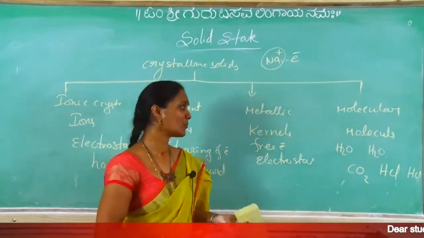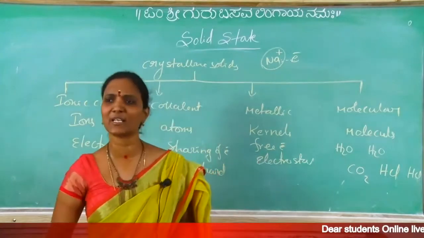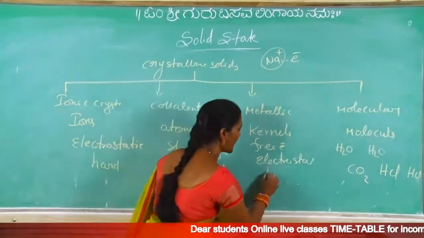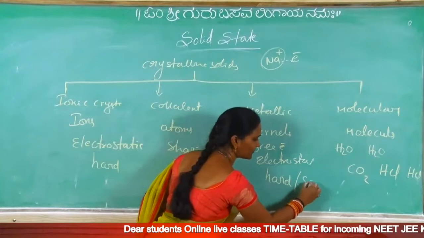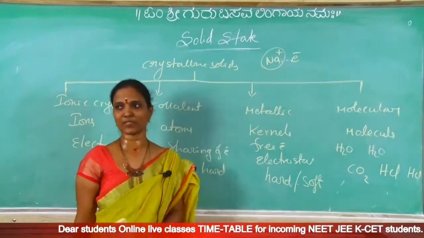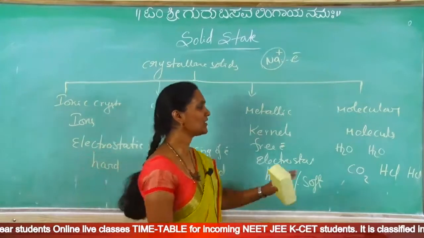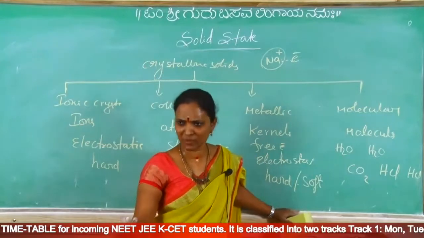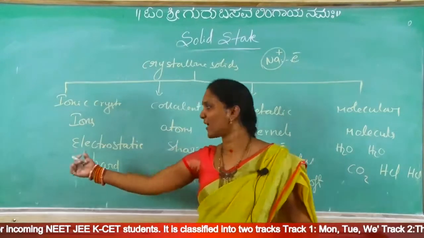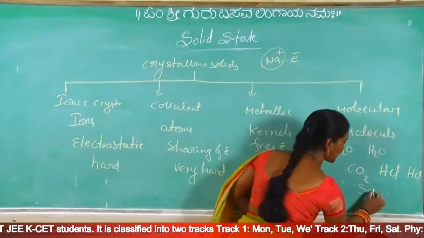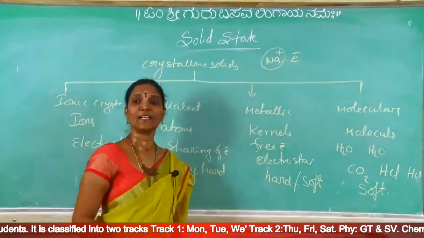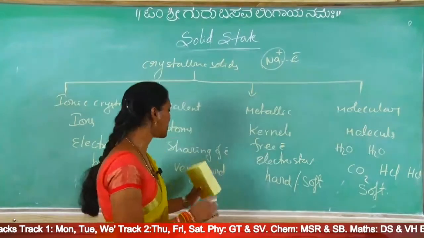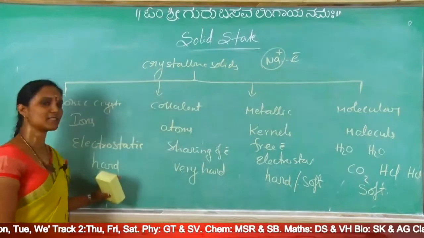Yes or no? S block metals are metallic solids, and D and F block metals are also metallic solids, but some are soft and some are hard, depending on the strength of the metallic bond. That's why for metallic, generally hard or soft, there are two chances, because S block and D block are different. Molecular solids have weak attractions, van der Waals interactions and dipole interactions, which are weaker than these. That's why they are soft solids. Covalent crystals are very hard, and ionic crystals are hard.